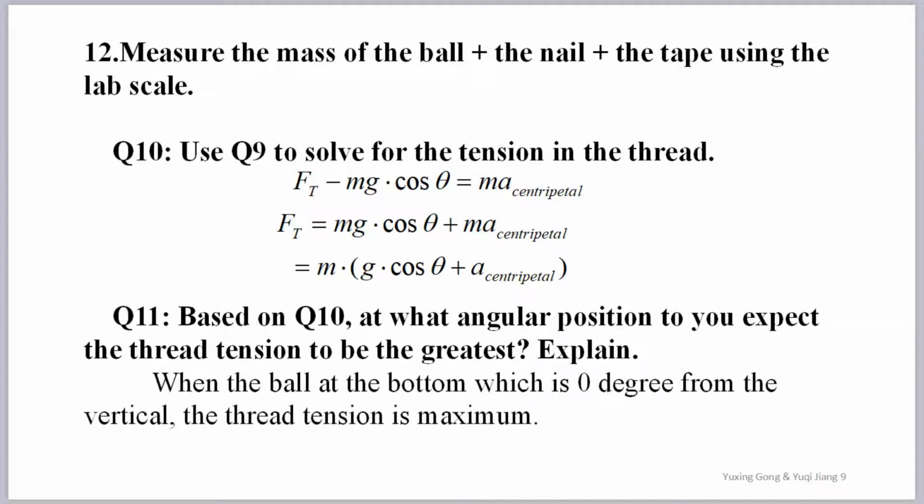Question 10. The centripetal force is along the y-axis, so we use the equation on the y-axis for the tension. Question 11. I expect that when the ball is at the bottom, which is 0 degrees from vertical, the thread tension is maximum. The reason is that when theta equals 0 degrees, cosine theta is maximum, so the tension is maximum.